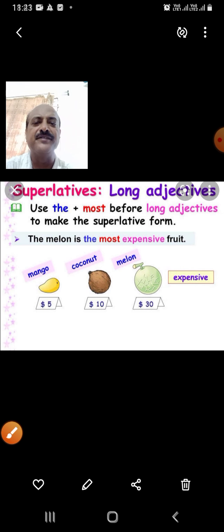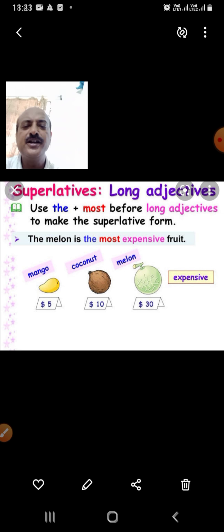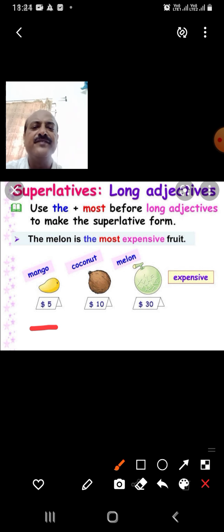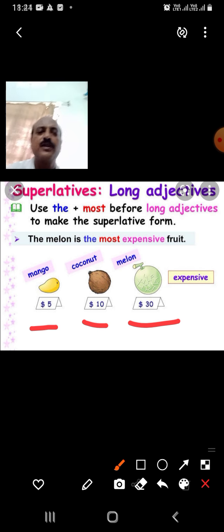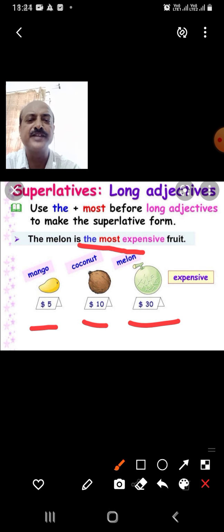Now let us see the superlative degree. Use the and most. So we use more in comparative degree and most in superlative degree. The melon is the most expensive fruit. Now here you can see the example: mango 5, coconut 10, melon 30. So which is the most costly? Melon. So what do we say? The melon is the most expensive fruit. Expensive means more costly. Mango is only 5, coconut 10, and then melon is 30 rupees. So this is more costly. So we add the most expensive.